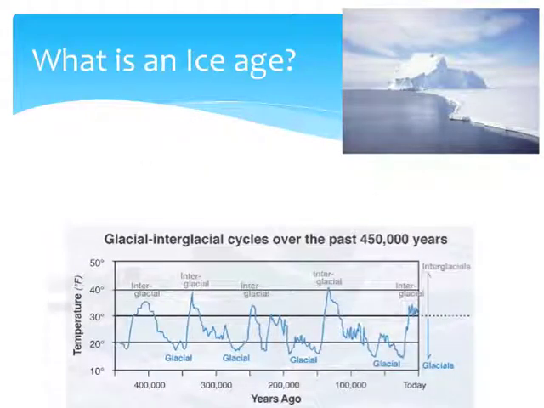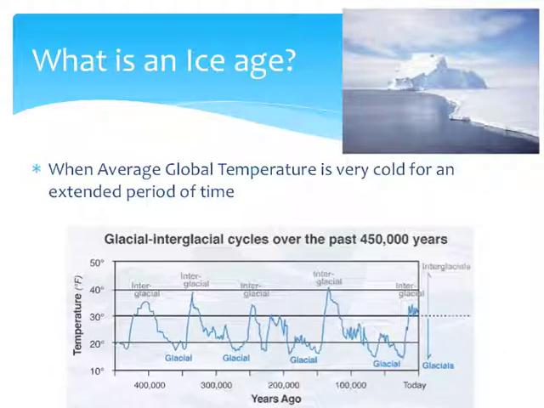So what is an ice age? An ice age, by definition, is when the average global temperature is very cold for an extended period of time. As you can see in the chart below, glacial periods occurred when the average temperature was below 30 degrees Fahrenheit and the length of time was about 100,000 years. Another sign of ice ages taking place is when glaciers and ice sheets start to form, which is shown in the picture in the top right-hand corner.